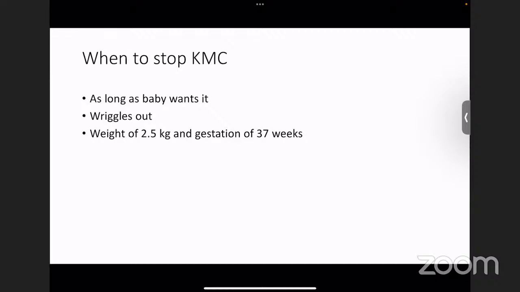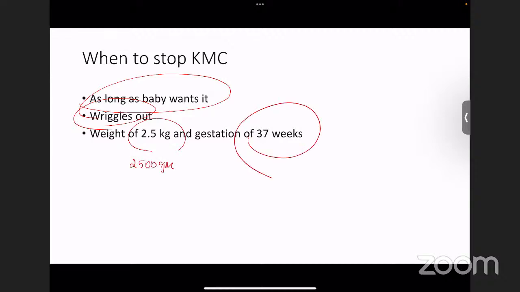So when to stop KMC? As long as the baby wants it. Whenever the baby doesn't like it and is trying to move away from the mother's breast, at that time you should stop giving kangaroo mother care. That is, the baby wriggles out, weighs more than 2.5 kg or 2,500 grams, or gestation of more than 12 months. So these are the criteria when you have to stop giving KMC.